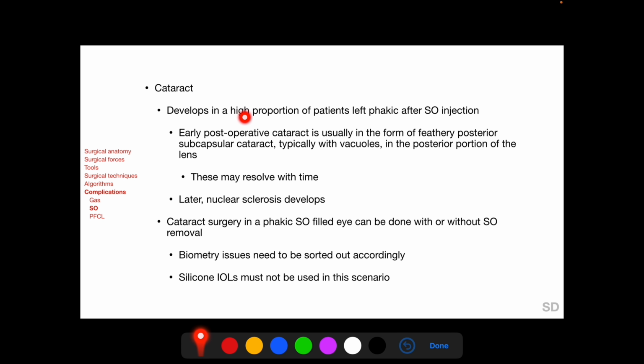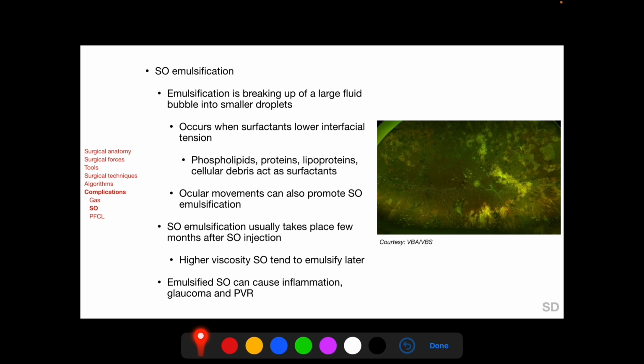Cataract develops in a high proportion of patients left phakic following surgery with silicone oil injection, and early post-operative cataract is usually in the form of feathery posterior subcapsular cataract, but later nuclear sclerosis develops. Cataract surgery in a phakic eye filled with silicone oil can be done along with or without silicone oil removal. Biometry issues need to be sorted out accordingly, and silicone oils must not be used in this scenario, as we have discussed previously.